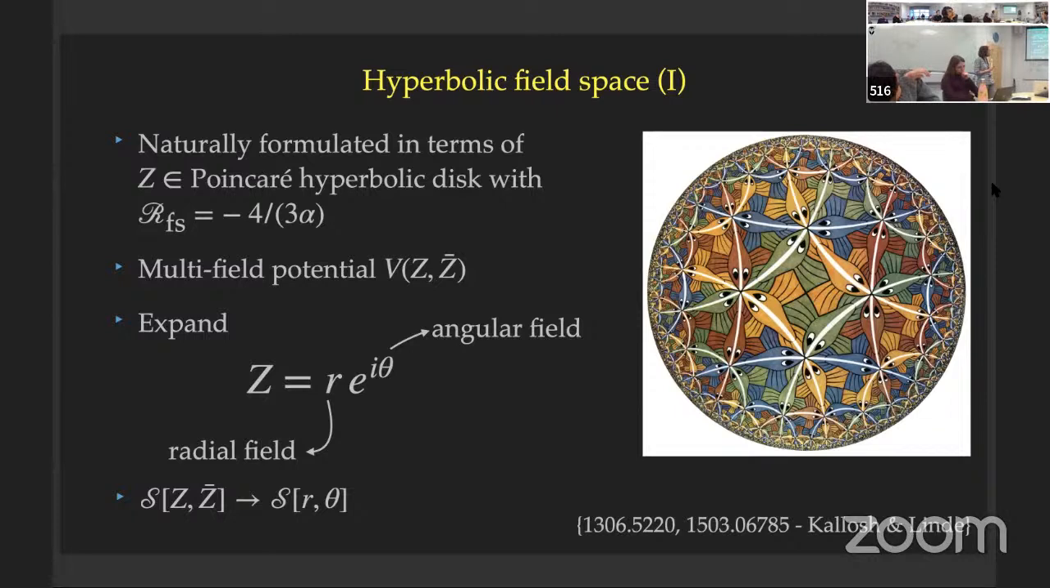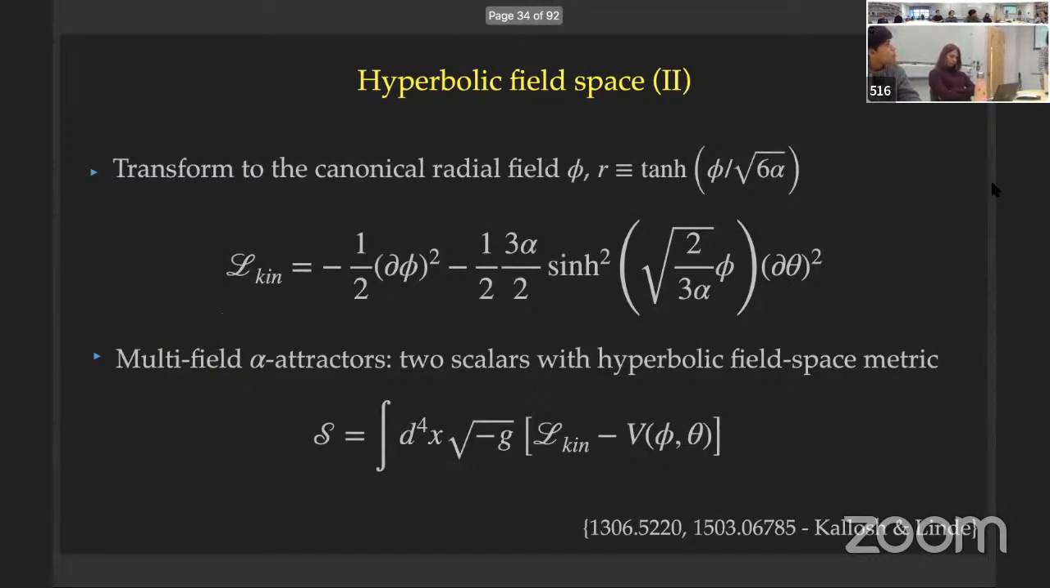So you start with your complex field, you define some potential which will depend on it, and you can, at this point, expand your complex field in terms of two fields, a two-scalar field, a radial field, and an angular field. And so basically you are transforming your action from an action for zeta to an action for r and theta. Okay, so r is the radial field and theta is the angular field.